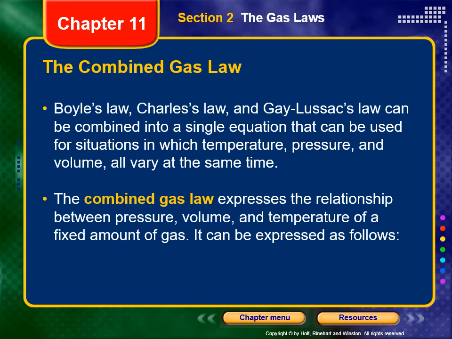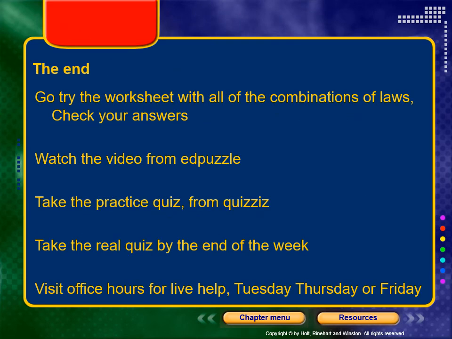The combined gas law actually gives you the formula for the relationship between pressure, volume, and temperature. You look at it as follows: PV over T. Just like the other ones, the initial conditions of PV over T are equal to the second conditions of PV over T. And we're going to look at PV over T when we come back at the next set of slides.